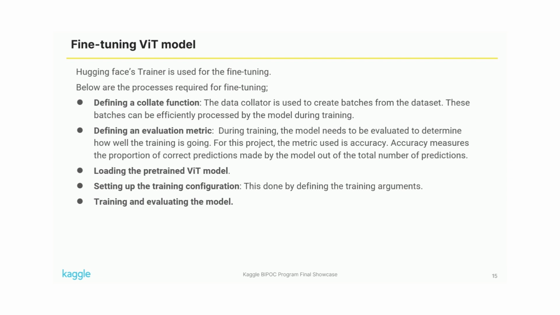Defining an evaluation metric. During training, the model needs to be evaluated to determine how well the training is going. For this project, the metric used is accuracy, which measures the proportion of correct predictions out of the total number of predictions. Then, loading the pre-trained model. After that, setting up the training configuration. This is done by defining the training arguments, such as the number of epochs, the evaluation steps, learning rate, and so on. Then finally, training and evaluating the model.